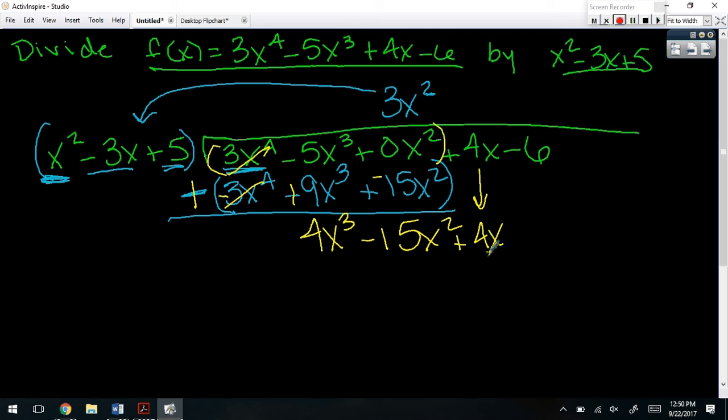Instead of saying, how many times does x go into 3x to the 4th, I'm going to say, how many times does x squared go into 4x cubed? Why is it 4x? Oh, because it's the beginning of 4x. That's correct. It goes in the x column.